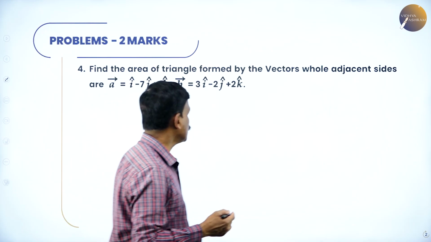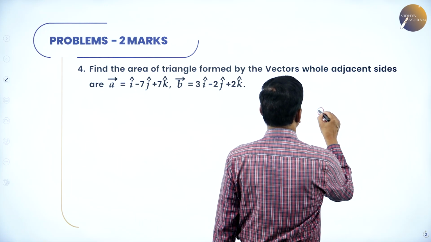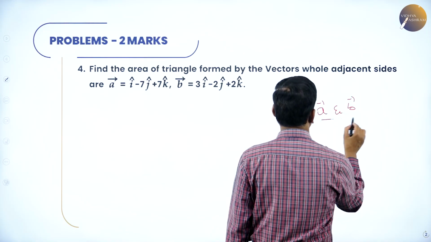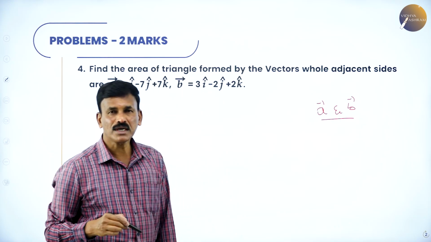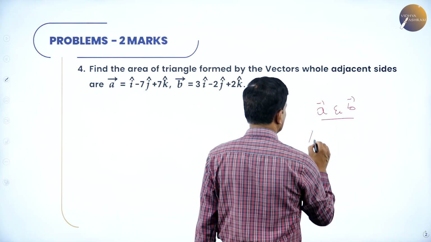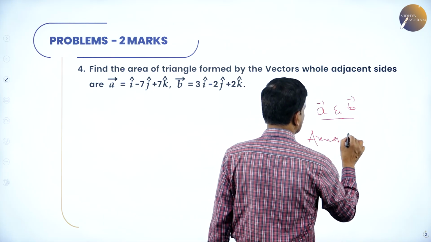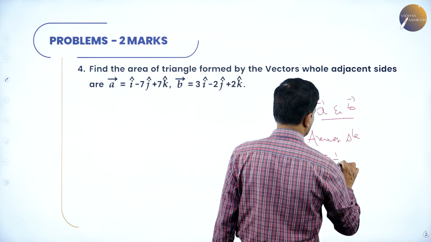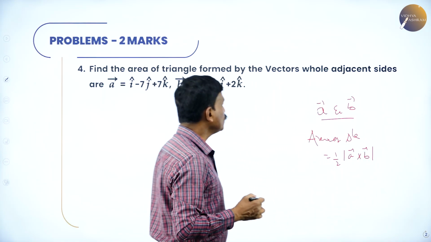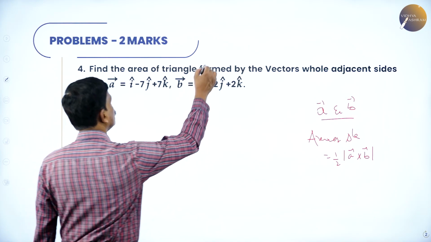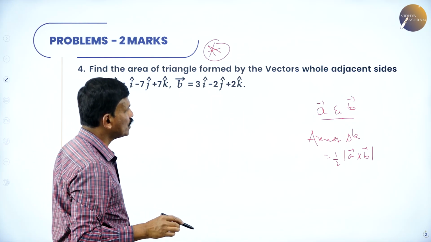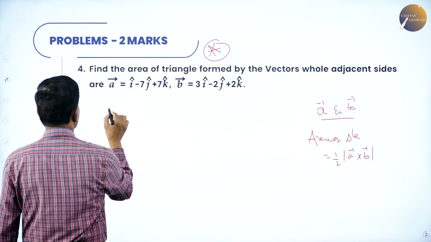Now let us take if a and b are any two vectors, and these two vectors represent the adjacent sides of a triangle, then the area of the triangle is equal to half into length of a cross b. Now here one problem is given. Find, this is also important for 2 marks. Find the area of a triangle whose adjacent sides are given, by the vector method.